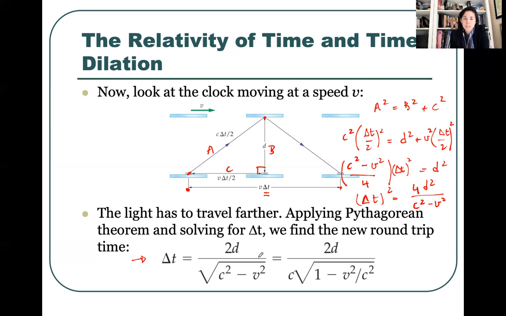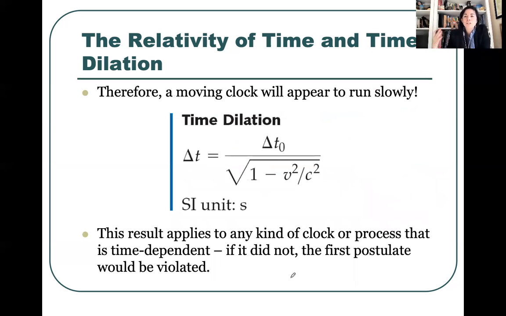Okay, so we can actually rearrange this so we can see the 2d over c, and what we end up with is the general formula for time dilation, which tells us that delta t, in the moving frame of reference, is the delta t in the frame that was at rest divided by the square root of 1 minus v squared over c squared. Okay, so that's interesting because, as you can see, we measure a different time interval.